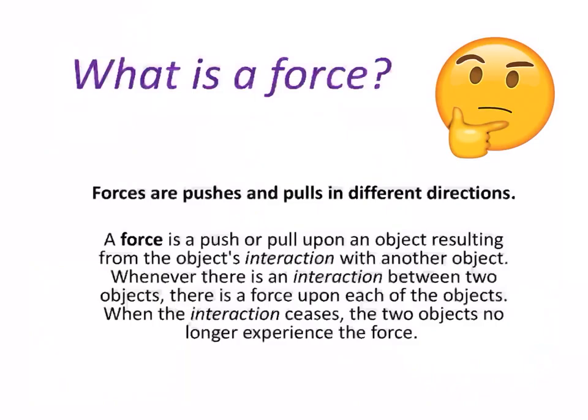And whenever there is an interaction between two objects, there is a force upon each of the objects. And when the interaction ceases or when it stops, the two objects no longer experience the force. So if a table is on a floor, if the bottom of the legs of a table are touching the floor, then they are interacting. And therefore, a force is being exerted on both of the objects.